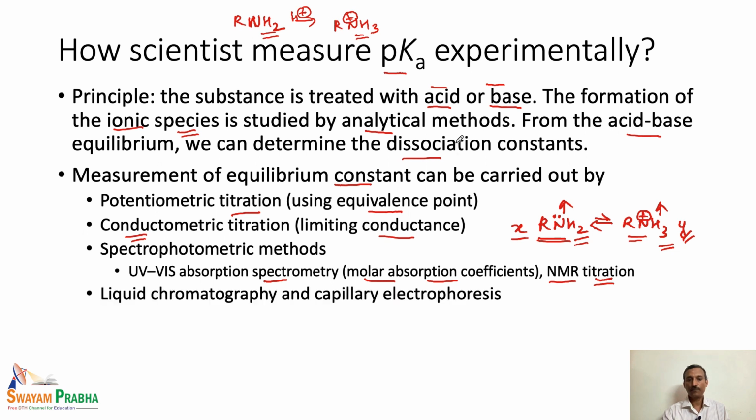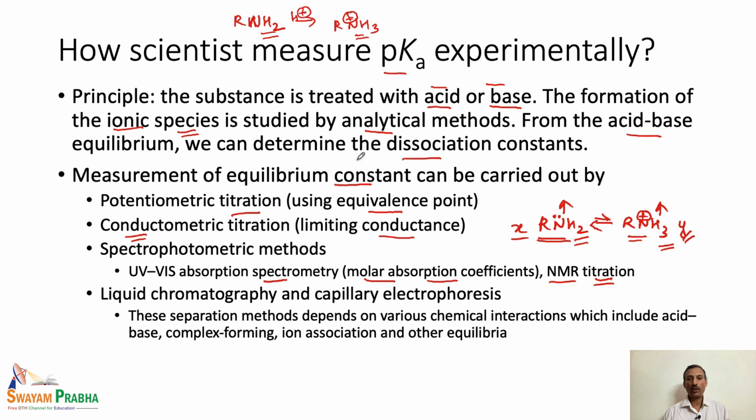And we can also use liquid chromatography or capillary electrophoresis methods. These are basically separation techniques. Here we are separating both the species, the amine and the ammonium ions, and we are going to see how much of each species is present. There are various chemical interactions that will happen because of the acid base nature or the complex formation or ion dissociation and other equilibria. We can measure how much quantity of each species is present using liquid chromatography or capillary electrophoresis.